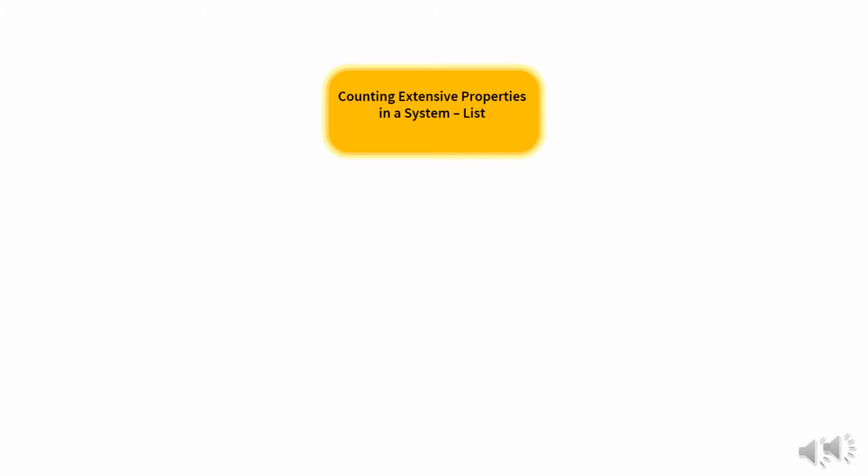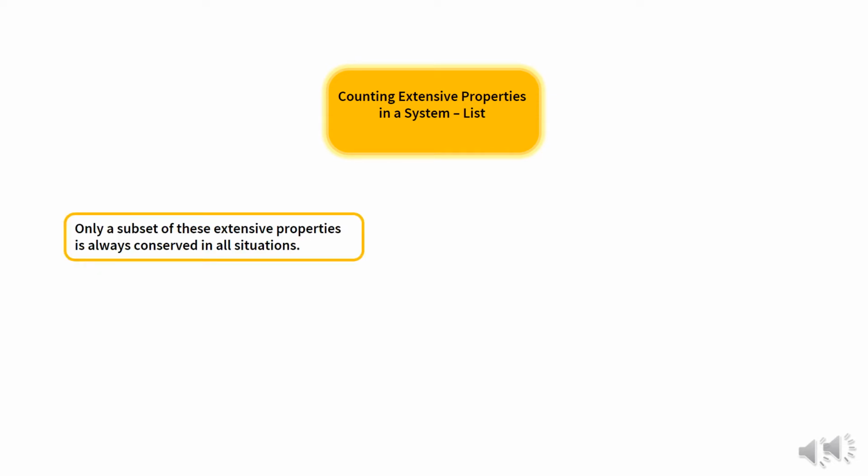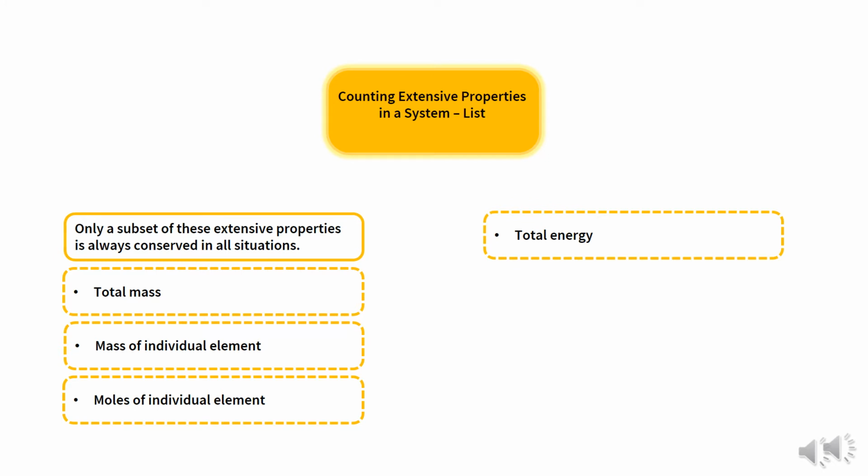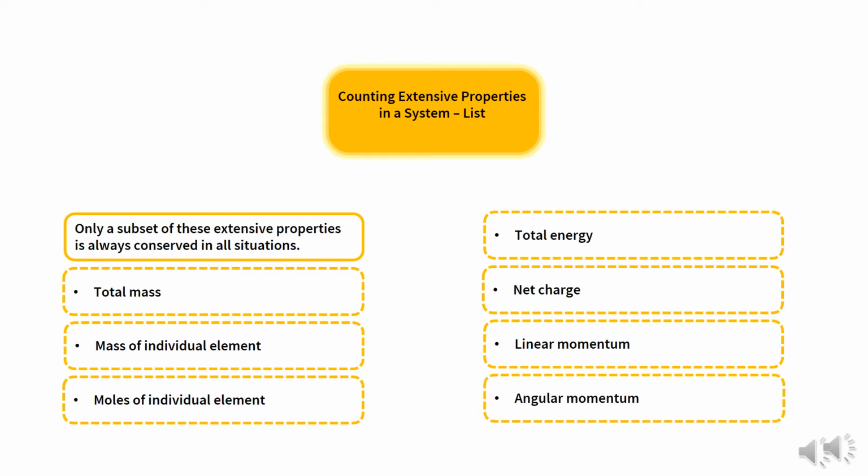All the extensive properties listed in the previous slide can be counted in a counting equation, but only a subset of these extensive properties is always conserved. And here is a complete list of extensive properties that are conserved in all situations except nuclear reactions. The first one is total mass, and the second, mass of individual element, moles of individual element, total energy, net charge, linear momentum, and angular momentum.